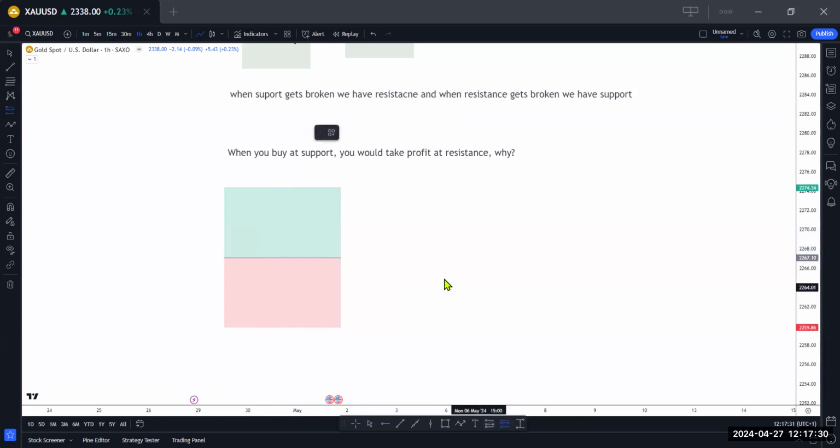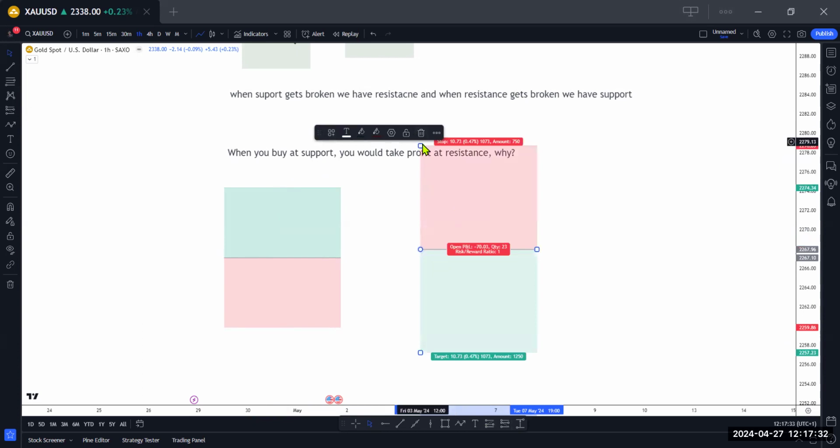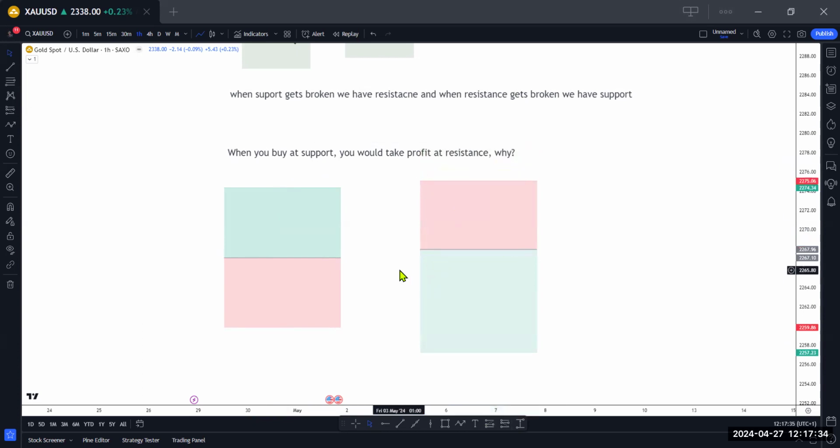See, in a sell scenario, right? When you have a sell scenario like this, where do you sell? You sell at resistance, right? So let's say there's a resistance here.